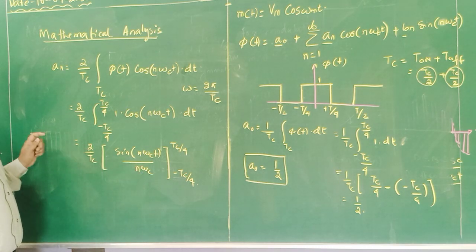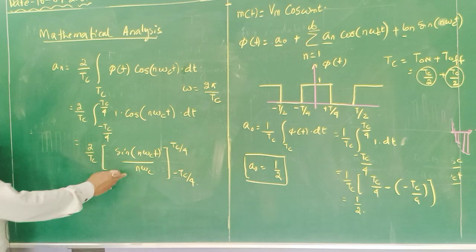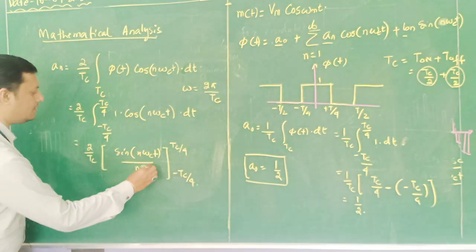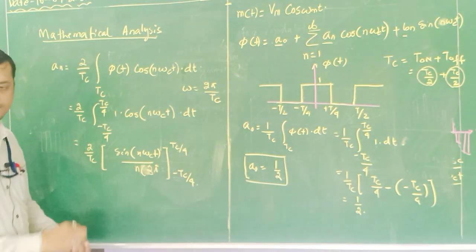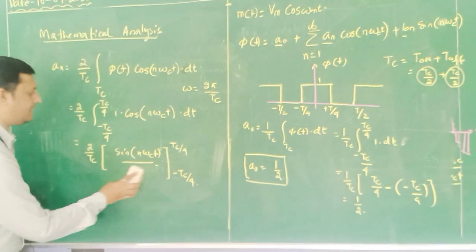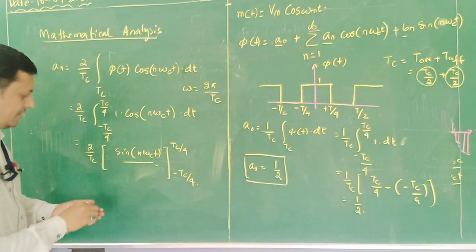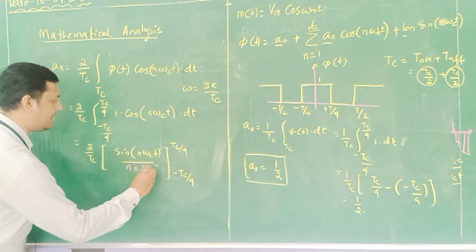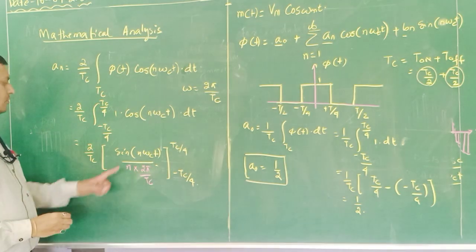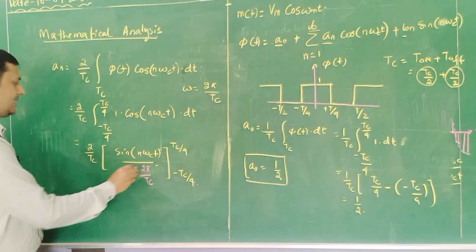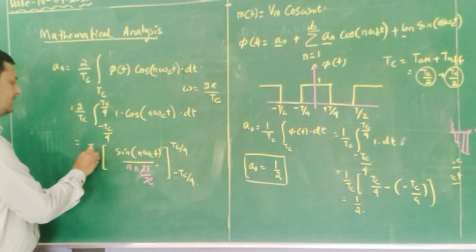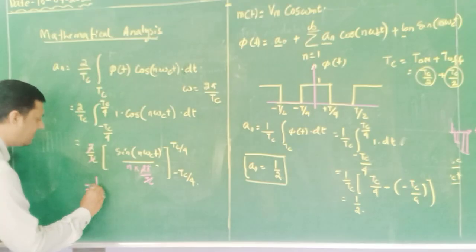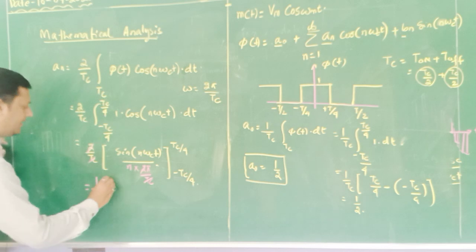You will get, so here I am substituting 2 pi by Tc in place of omega c, so n times 2 pi by Tc. So the 2 by Tc will be cancelled out. Only the representation 1 by n pi remains.